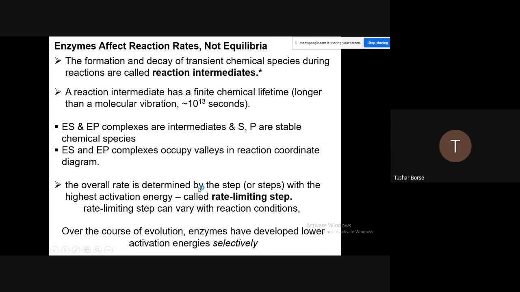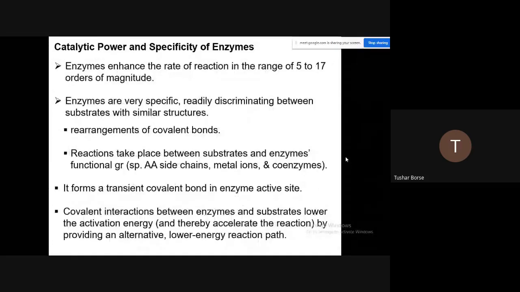So the overall rate of that particular reaction is determined by whom? The rate limiting step. And always this rate limiting step is the step which has the highest activation energy. Obviously it is going to be different for different reaction species, different reaction coordinates or reaction conditions. So I think you are now clear with this particular fact that enzymes affect the reaction rates and not the equilibria.